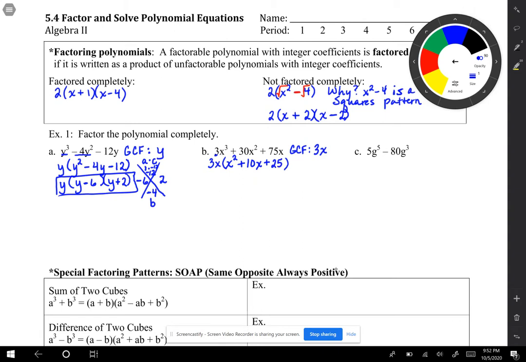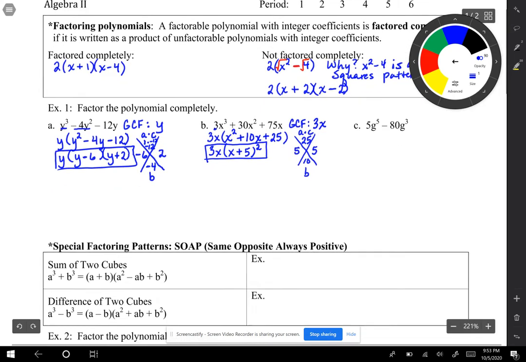And then for the remaining stuff, you want to make an x factor. So b is a positive 10. A times c, so that's 1 times 25 is 25. Two numbers that multiply together give you 25, and the same two numbers added give you 10. So that is 3x times x plus 5 times x plus 5, or the lazy man's way of writing it, x plus 5 squared.